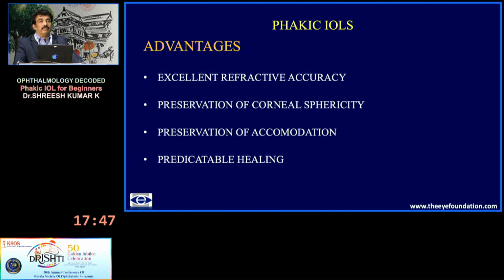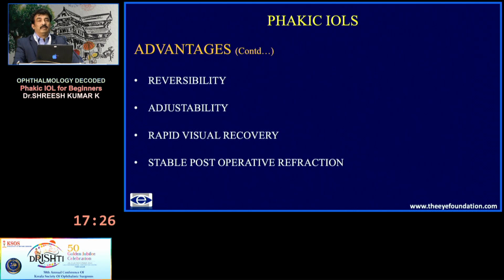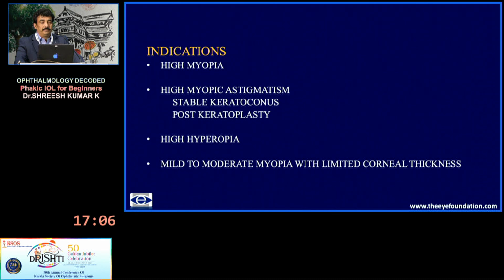Whereas in case of phakic IOLs, they have a lot of advantages. It gives excellent refractive accuracy with the preservation of corneal sphericity. We are not going to touch the cornea, so we are maintaining the corneal sphericity and preservation of accommodation. And the healing is highly predictable. The other advantages are that it's reversible and you can adjust. If there is an axis change, you can just go ahead and rotate the lens and correct the refractive error. And there is rapid visual recovery and stable postoperative refraction.